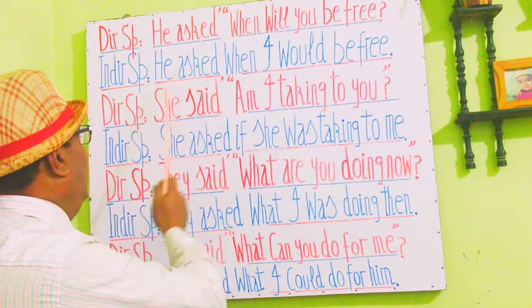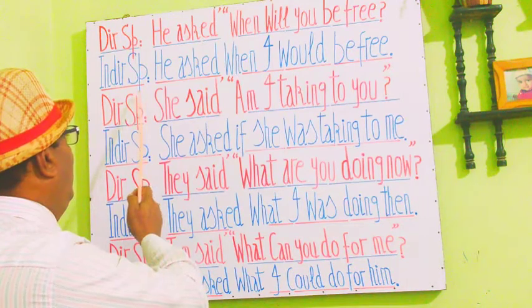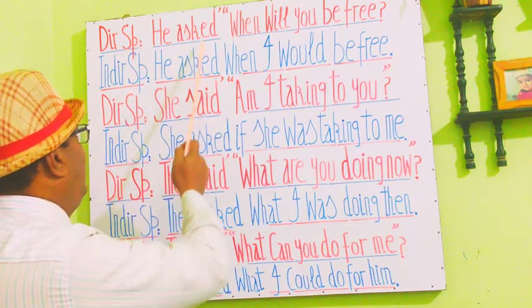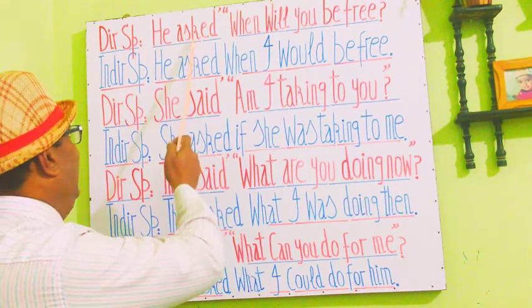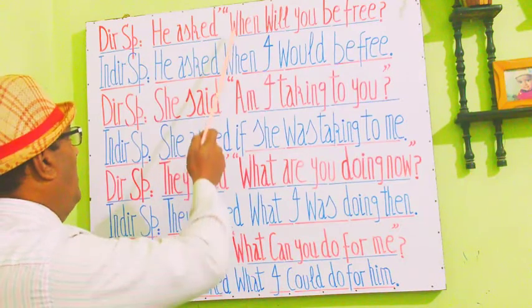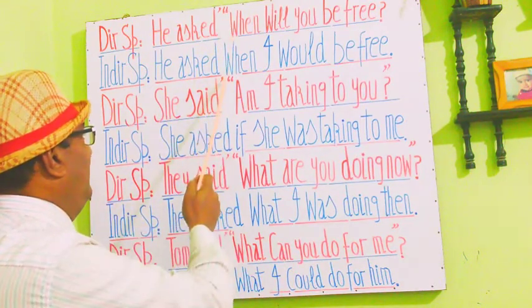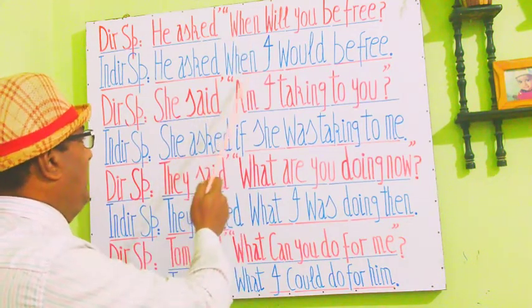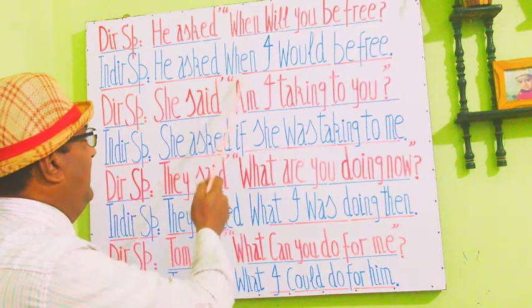Next, you see how it's going to change into indirect speech. Can you see? "He asked" is the first part of the statement. We will write it here as it is. He asked. Then the commas will be removed, and we will write "when" as it is. The rules apply.